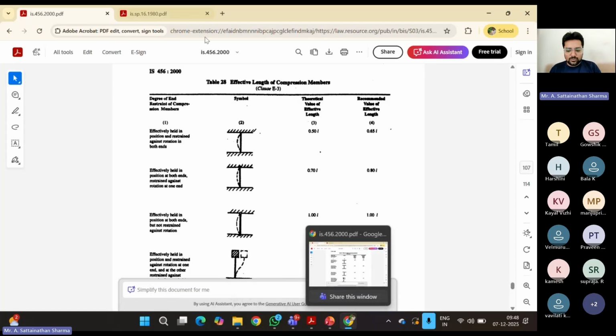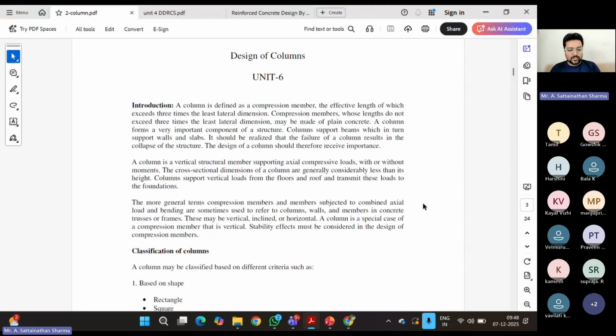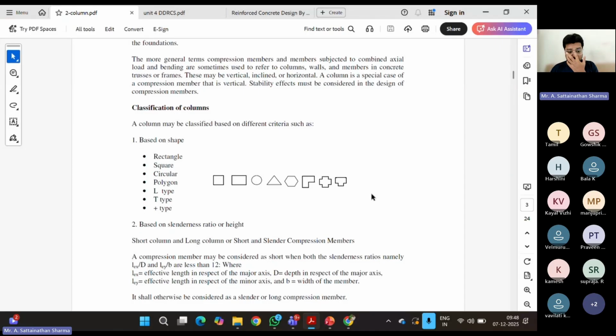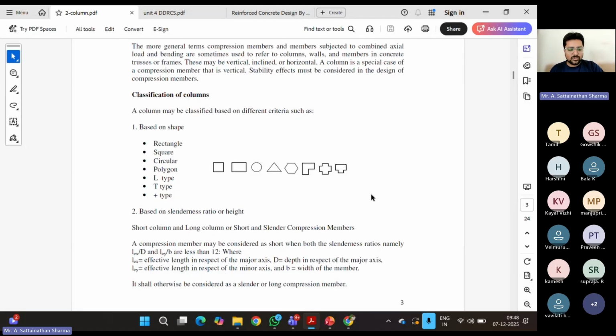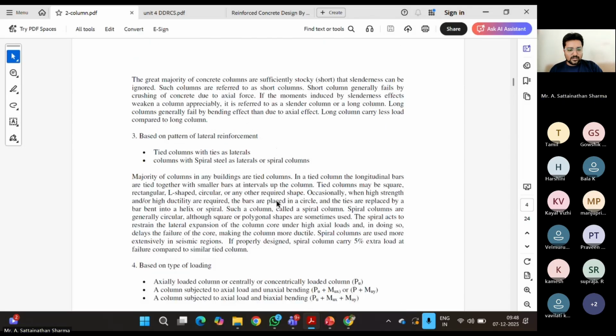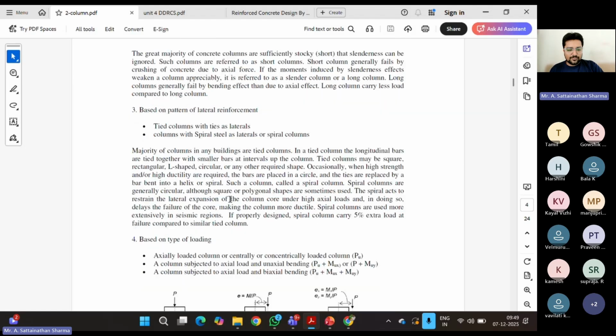So I'm just giving an introduction about what a column is all about and how you define a column. Going on quickly, as this is a revision session, I'm moving on to the next part, classifications. You can easily classify based on the shape, what type of shape it is. Next, based on the slenderness ratio, I'll come to this part later. I'll finish off the easiest part first. Then based on the reinforcement that I'm going to give, whether I'm going to give the reinforcement in a tied manner, or lateral reinforcement like a spiral one, which is mostly for a column of circular section.